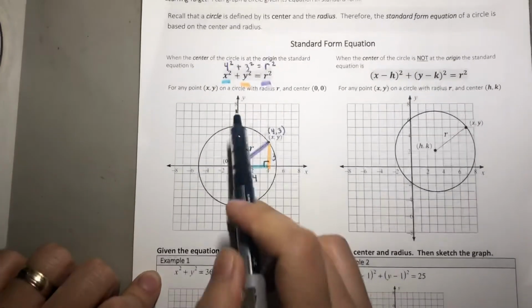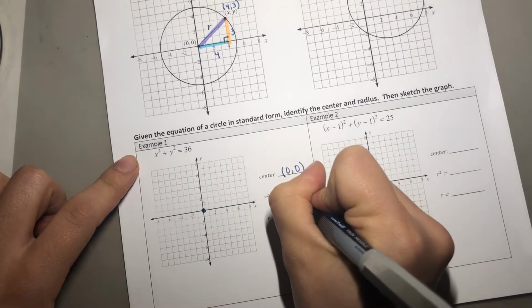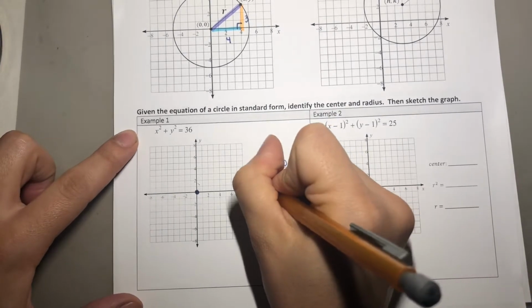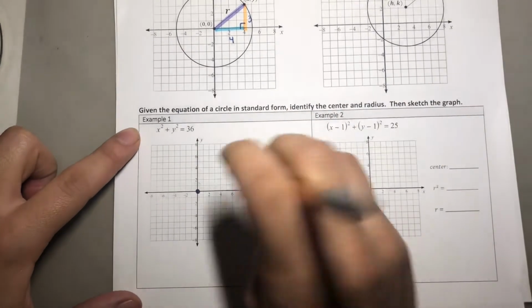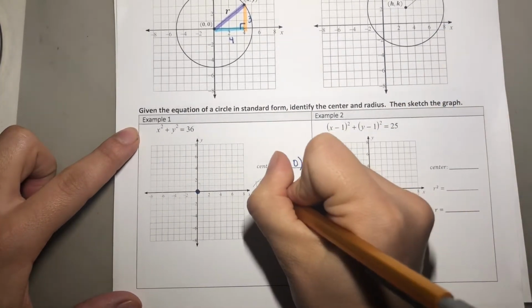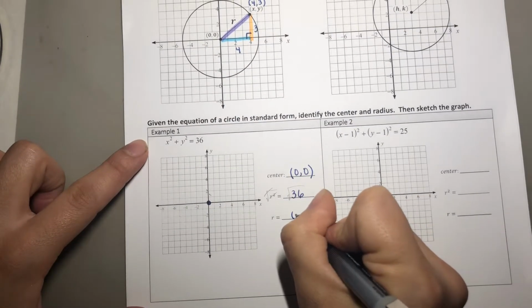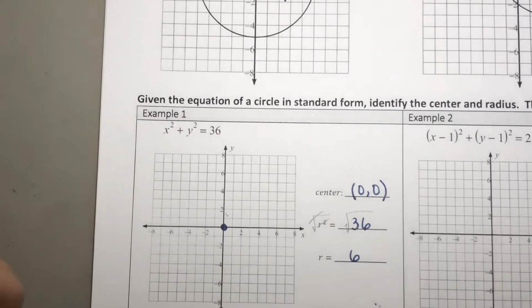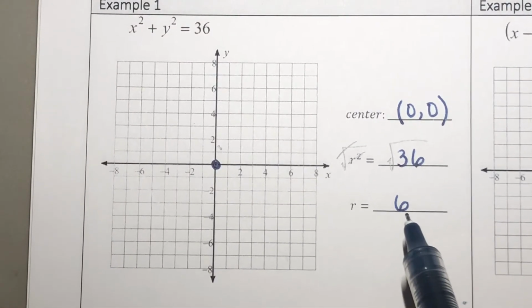Then the r squared is 36. So that goes right here. And to finish solving for r, all we have to do is take the square root, right? The square root eliminates the square. So the square root of 36 is 6. Okay, so here, now we know that the center is at the origin and the radius is 6 units long.